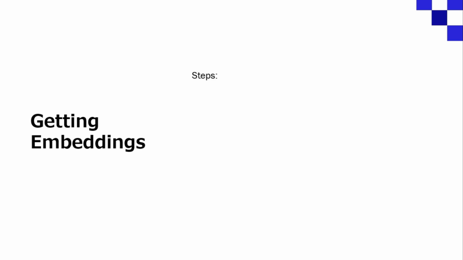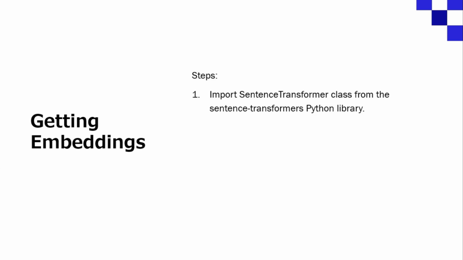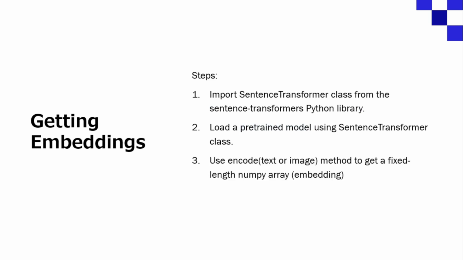See various steps to use sentence transformers for getting embeddings. Step 1 is to import the sentence transformer class from the sentence transformers Python library. After importing the class, we need to load a pre-trained model using sentence transformer class. After loading the model, we can use the encode method to get a fixed length NumPy array, which is our embedding for the given input.